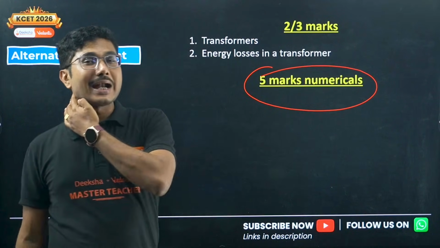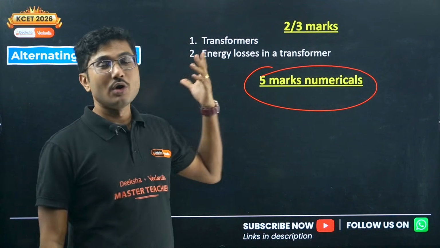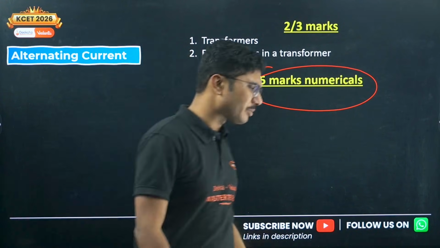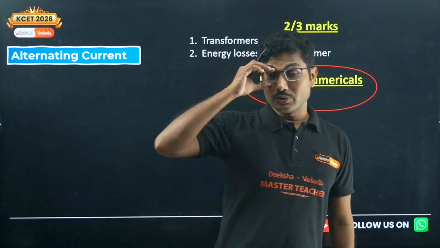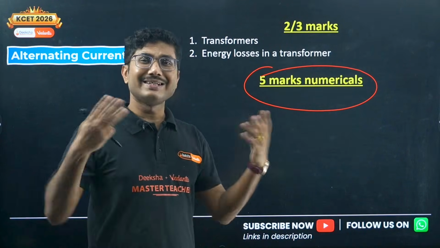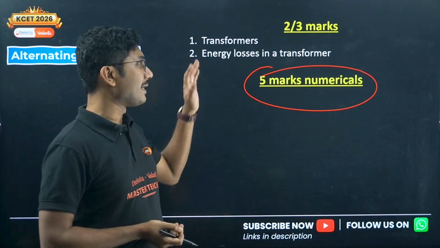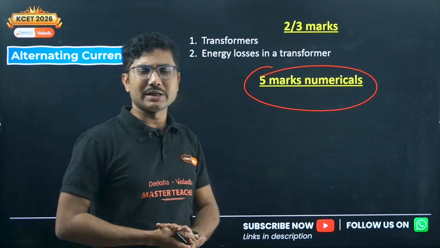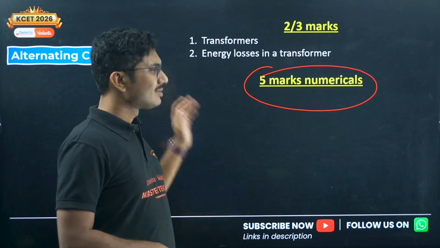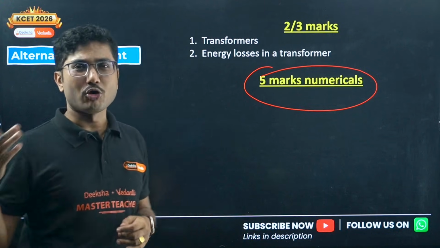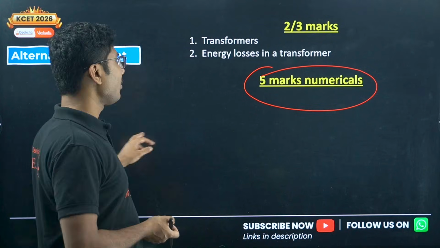And apart from that, there are a few 2-3 marker questions. So what are those questions? Transformers. What is a transformer? Explain its working. So that is one question. And secondly, the energy losses in a transformer, 2 energy loss, 3 energy loss. That might also come in your FA2 exam. So just transformers and all the numericals should be enough. If you have time, study about phasors as well. Phasors might also be asked as a 2-marker question.